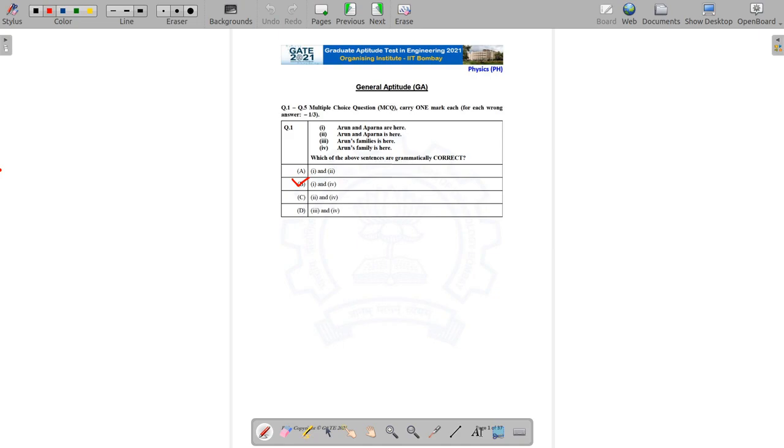First we are going to the general aptitude questions. Then we move on to the physics problems. Okay, so the first problem: which of the above sentences are grammatically correct. This is to pick up which one is grammatically correct. But here 1 and 4 are correct.